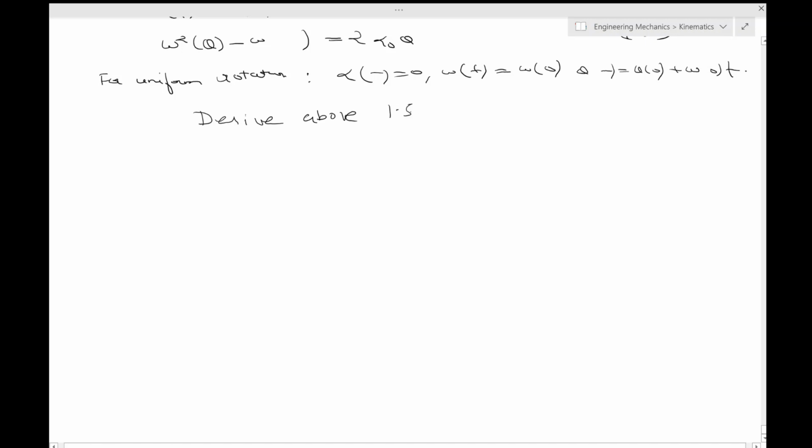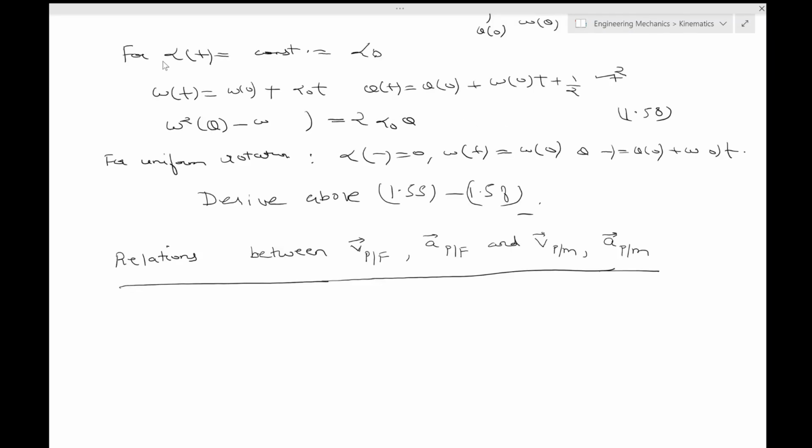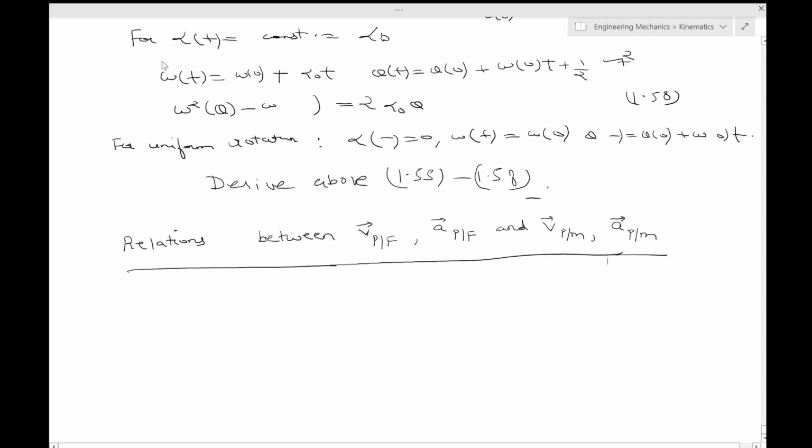Equations 1.55 to 1.58. Okay, straightforward, but don't skip it. So in this section we want to find the relationship of the velocity and acceleration of a material point between the F frame and the M frame. Okay, so we want to see if the velocity and acceleration of a material point is defined in the M frame, what would its velocity and acceleration be in the F frame.